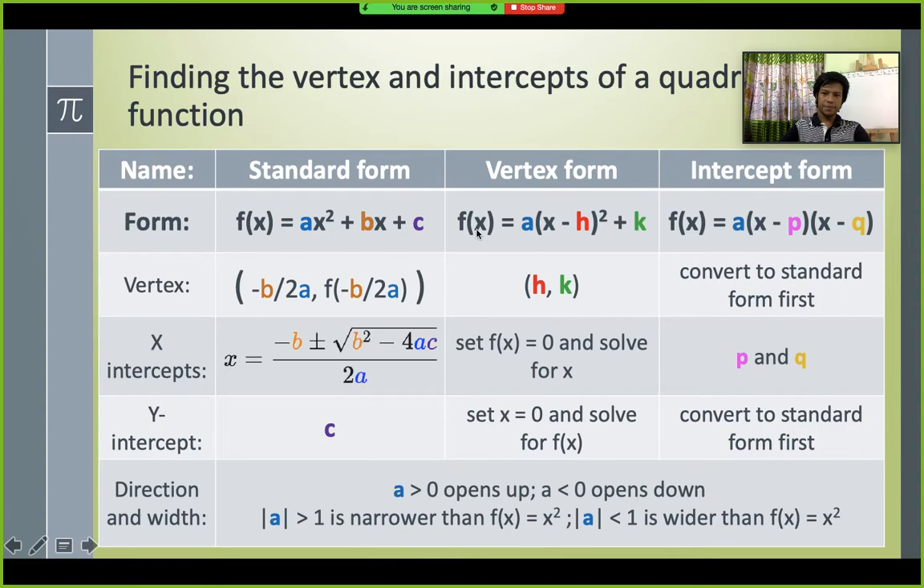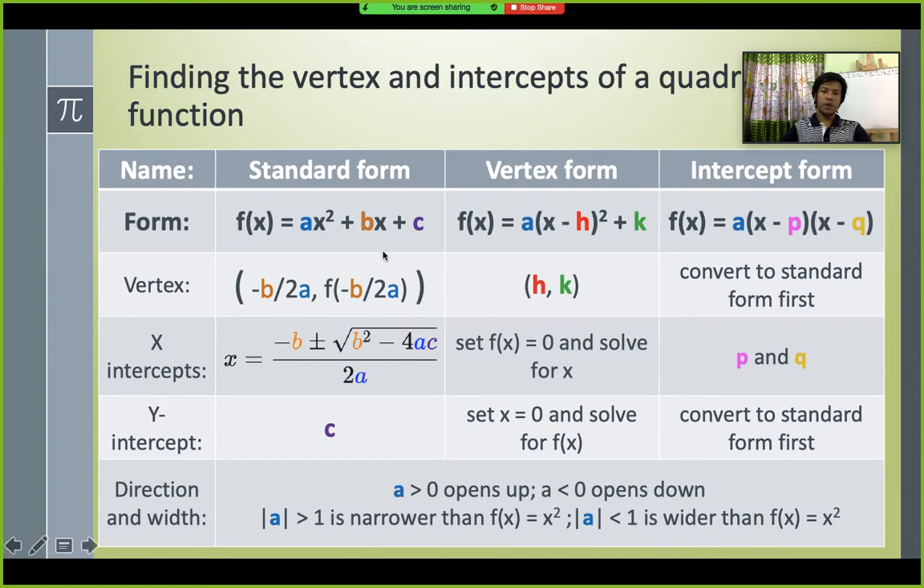This is the summary from all the discussions about quadratic functions. This is the standard form, vertex form, intercept form. Why is it called intercept form? Because from this version we can directly get the intercepts. p and q are the intercepts. Why is it called vertex form? Because if the equation is in this form, then we can directly know what the vertex is.